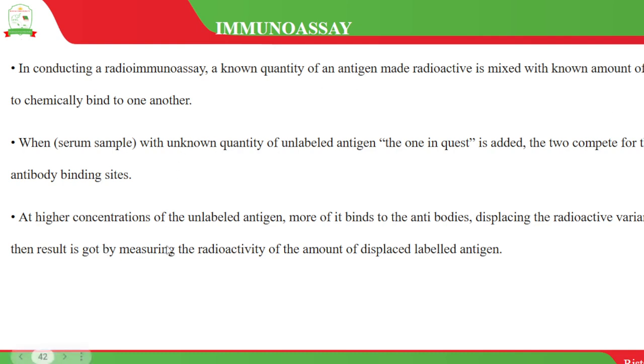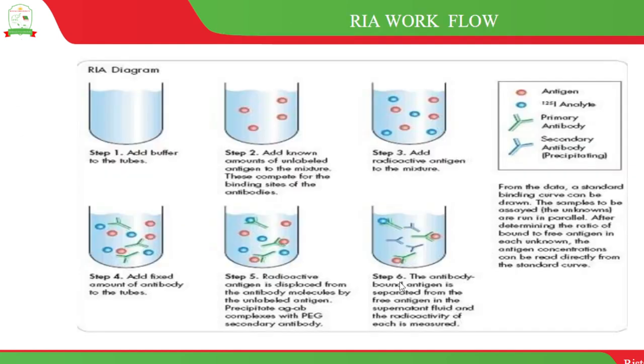The result is gotten by measuring the radioactivity of the amount of displaced labeled antigen. If you can find how many of these displaced antigens are there in your remaining solution after separating everything, then you'll be able to understand how much of this is there. So this is basically the flow.